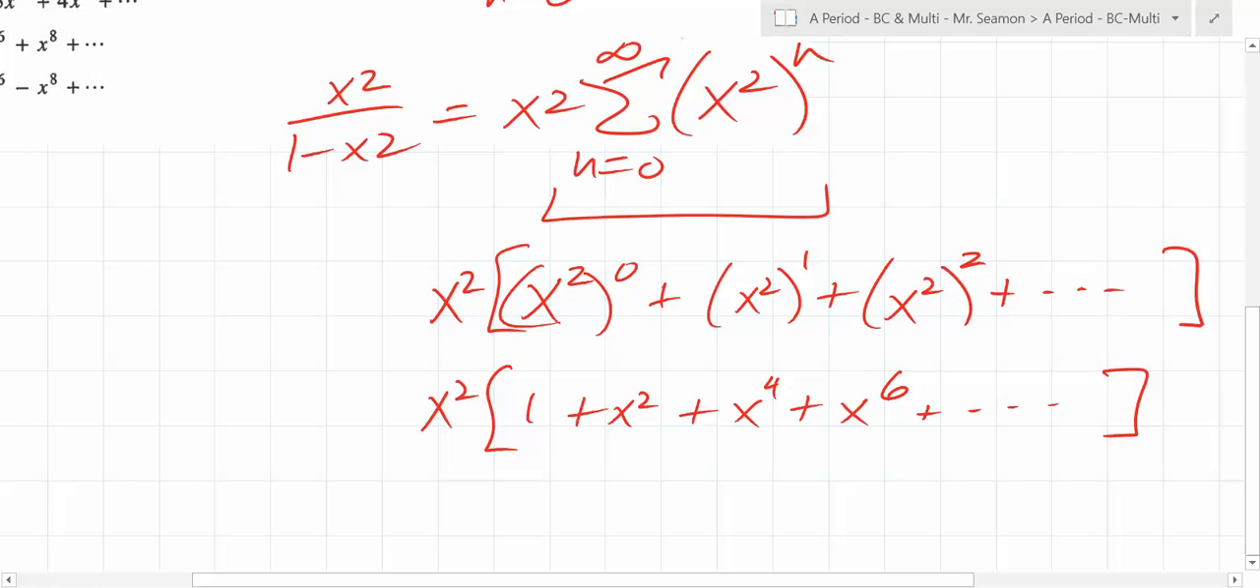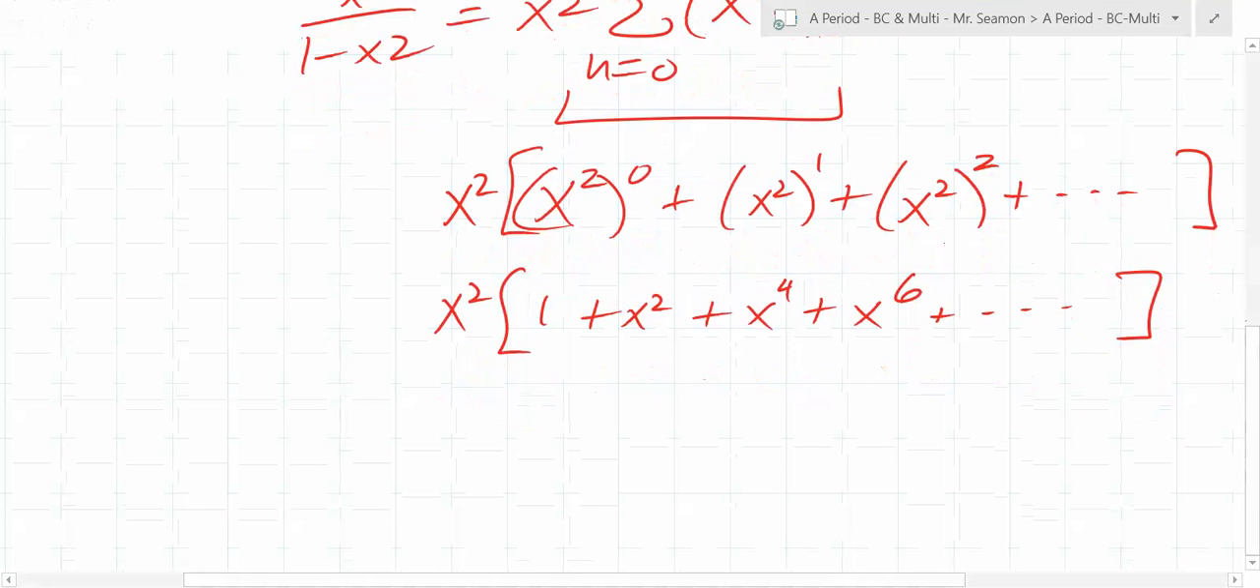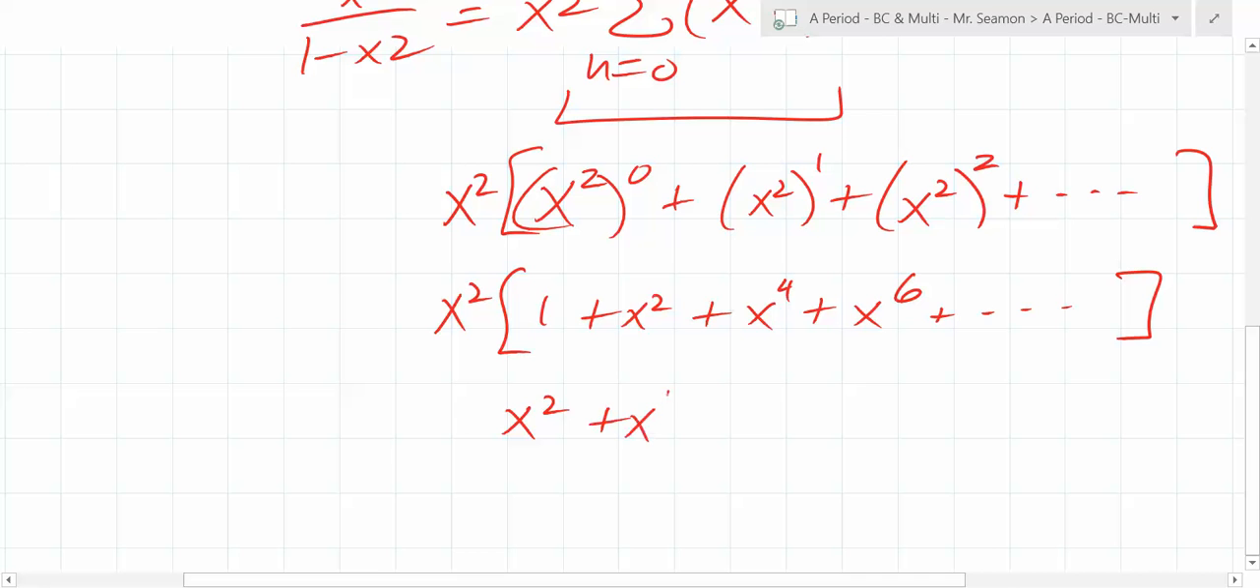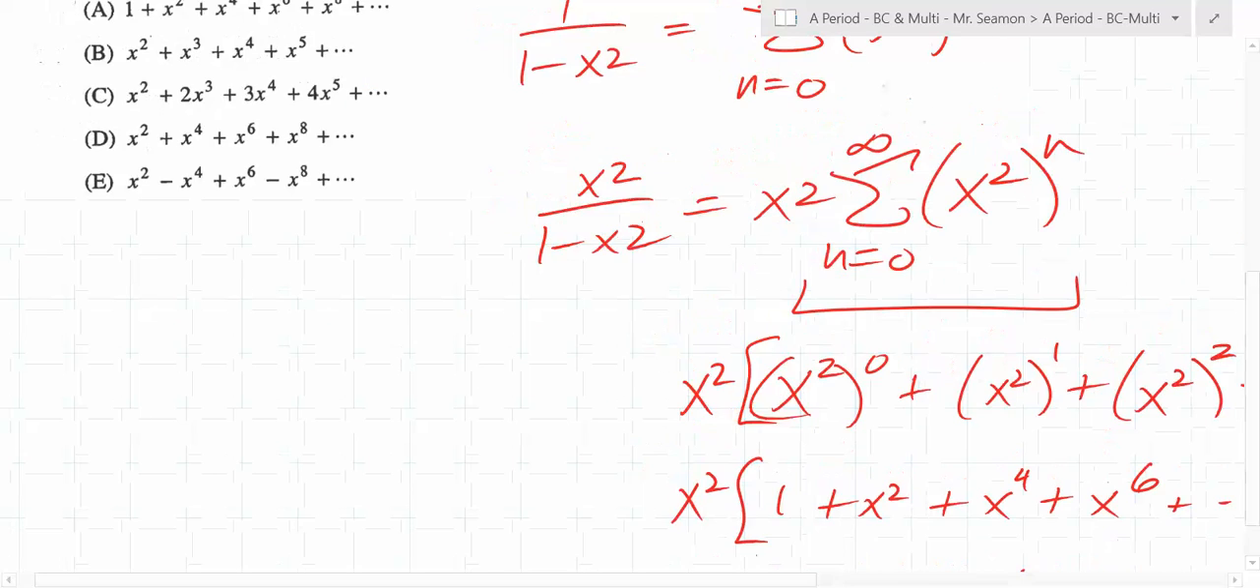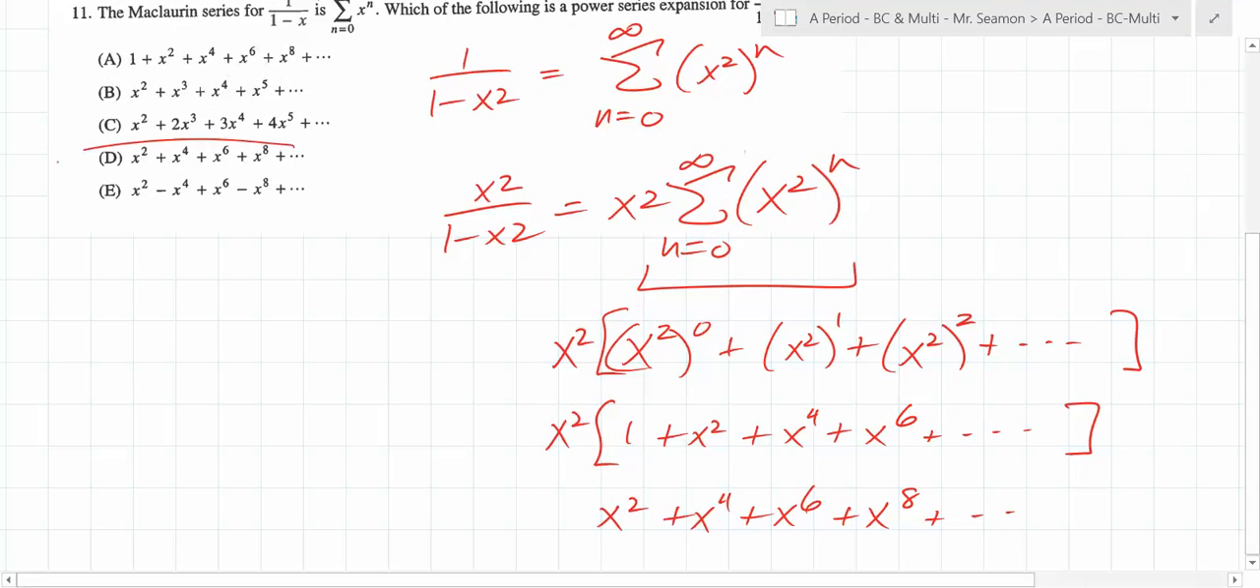It would keep on going, right? Yeah. But then what's out front? Another x squared. So what do you end up with? x squared plus x to the 4th plus x to the 6th, x to the 8, right? So which one is it? Is it there? You see that, everybody?